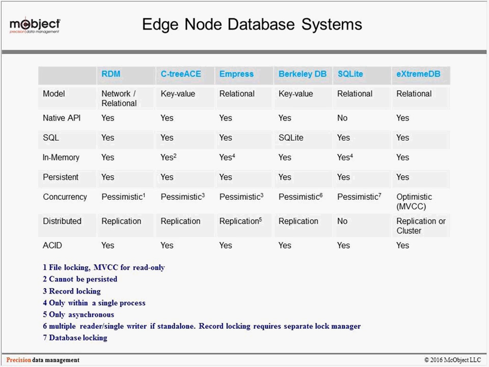c-treeACE is a key value pair, similar to BerkeleyDB. The difference is that with c-treeACE, they also have higher level products that they build on top of the key value pairs. You can get a relational database with an SQL API, but the core product is a key value architecture. Empress is a relational type database, as is SQLite, and eXtremeDB can be used as a relational database, but we don't limit you to that architecture.